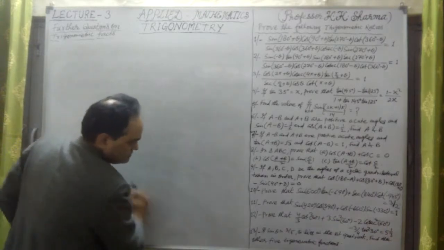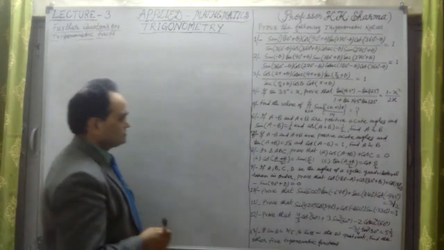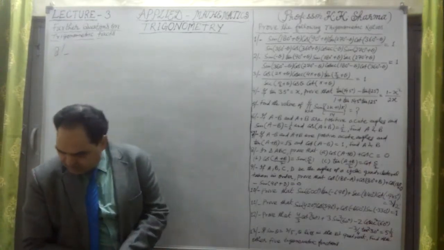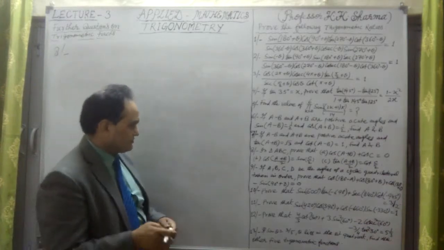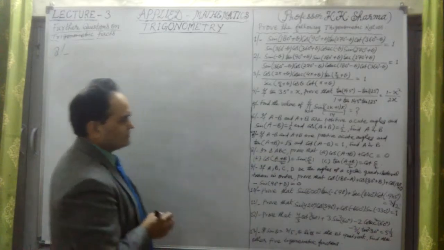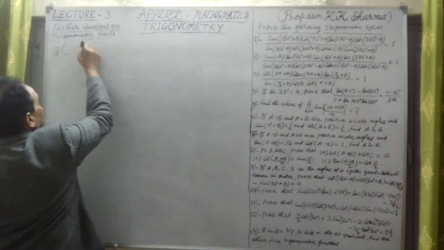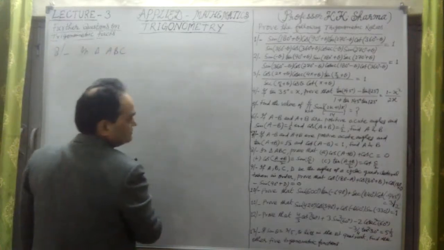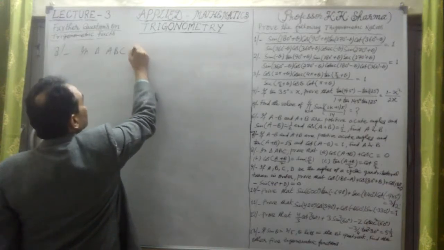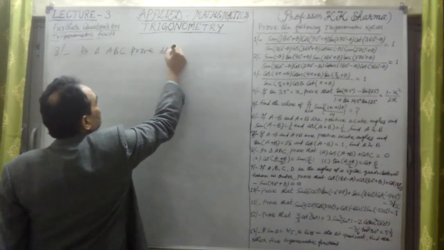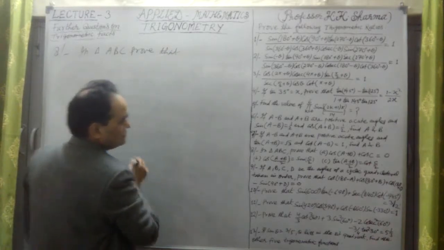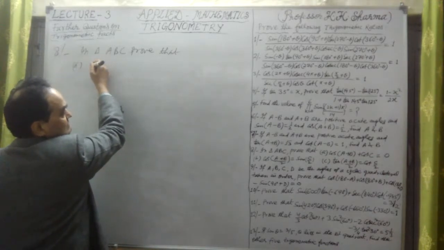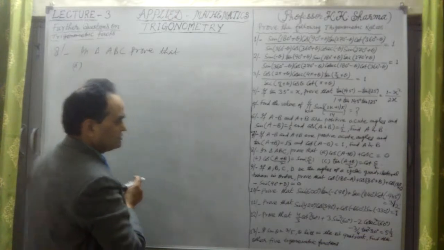Okay, so what is question number 8? Let me record that. Question number 8: in triangle ABC, this is the symbol for triangle, in triangle ABC, prove that. There are three parts of this question.